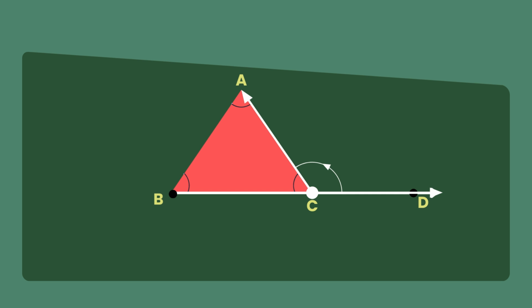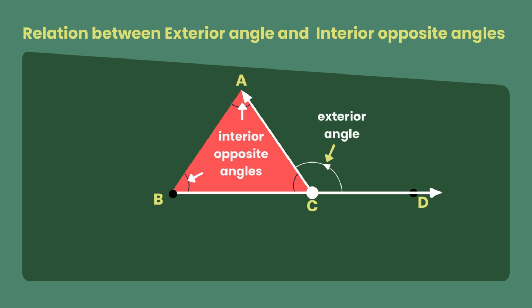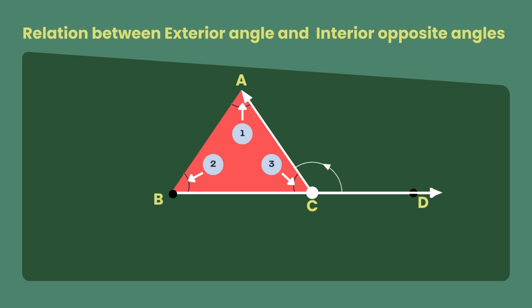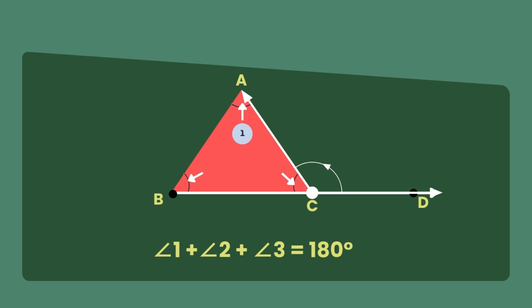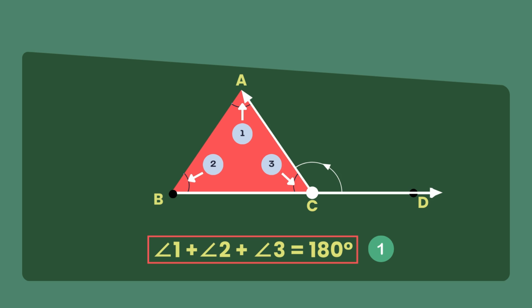Now that we have learned about the exterior and interior opposite angles of the triangle, let's try to derive an interesting relationship between them. Let's name the interior angles of this triangle as angle 1, angle 2, and angle 3, and the exterior angle as angle 4. We already know that the sum of the interior angles of the triangle is 180 degrees. That means angle 1 plus angle 2 plus angle 3 is equal to 180 degrees. Let's name this equation 1.